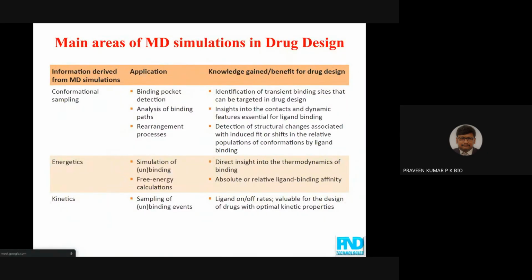Now let me go ahead with the main areas of MD simulations in drug design. So we can find conformational sampling, energetics, and kinetics. What is conformational sampling? Here we can go with binding pocket detection and analysis of binding paths. We can also go for the rearrangement process. So whatever we do is related to conformational sampling of MD simulation.